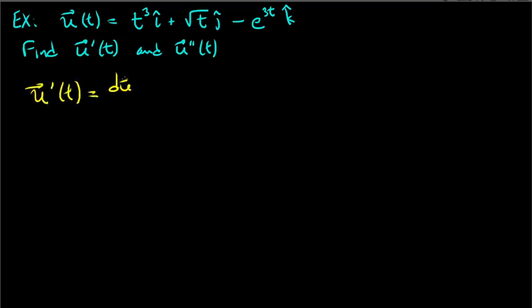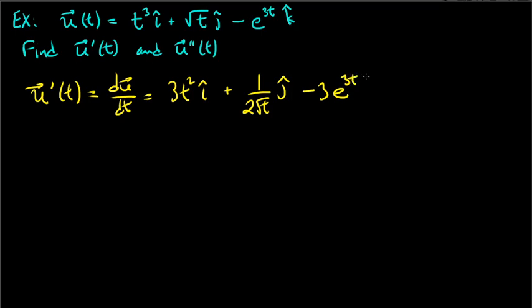Again, you can also write du over dt. And let's stick with the same notation here, right? So this will be 3t squared times i, and then plus 1 over 2 square root of t times j, and then minus 3 e to the 3t times k. I don't think I need parentheses anywhere here, although you always have the option of putting parentheses around it if you want. So that's the first derivative.